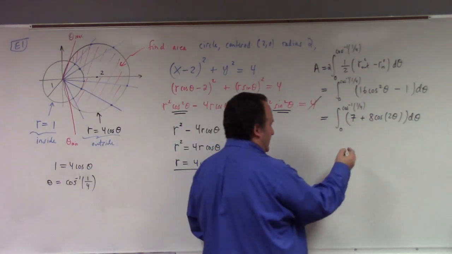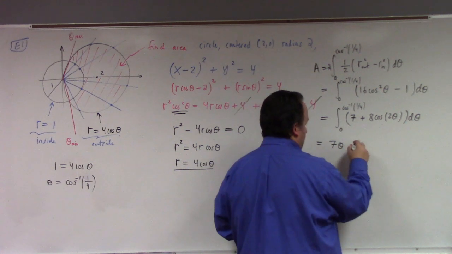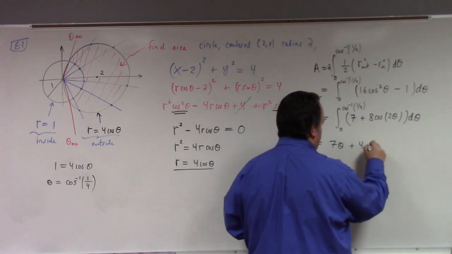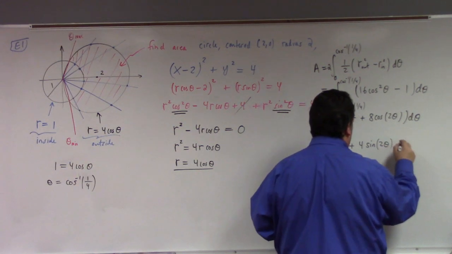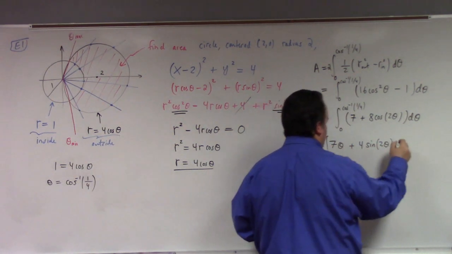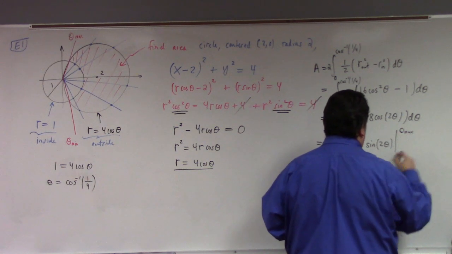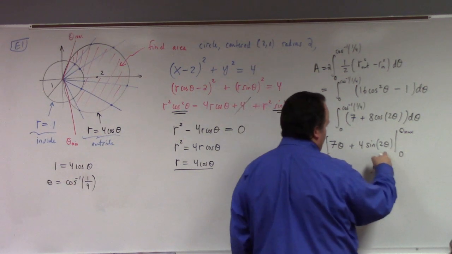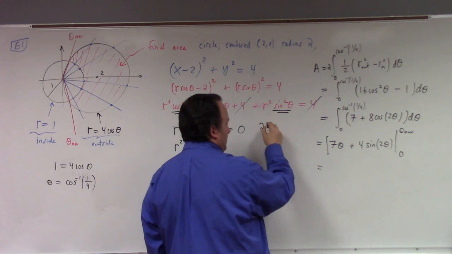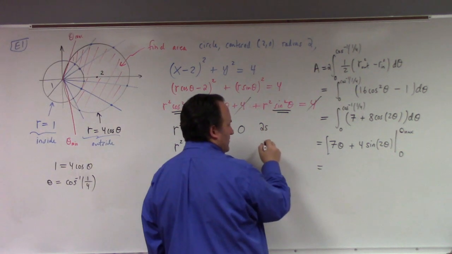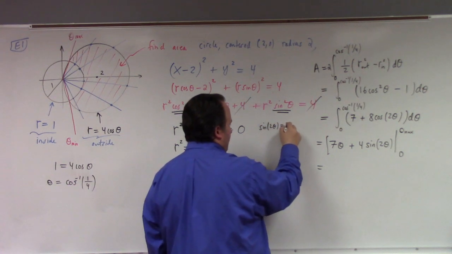And we integrate this thing. We get 7 theta plus 4 sine of 2 theta. Evaluate this thing from 0 to theta max. Now, you could put it in your calculator, right? But it's kind of fun to do this. 2 sine 2 theta. Wait a minute, no. What is sine 2 theta? That's 2 sine theta cosine theta, is that right?